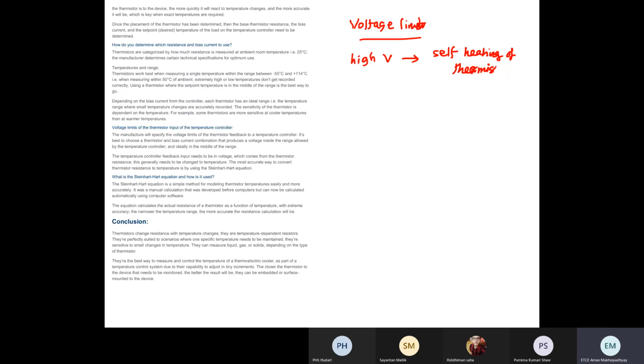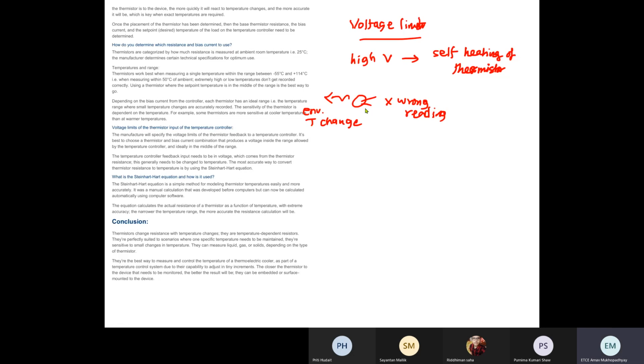And when the thermistor heats itself, it will heat up the environment, causing heat to be generated from the thermistor, which will result in the environment temperature changing. And the thermistor will give you a wrong reading. So don't supply high voltage or high current through the thermistor. It will cause the thermistor to heat and it will make it bad.